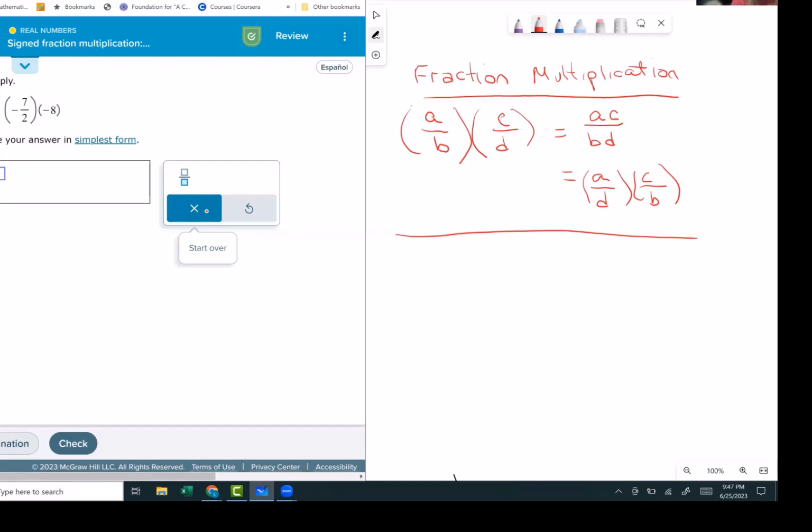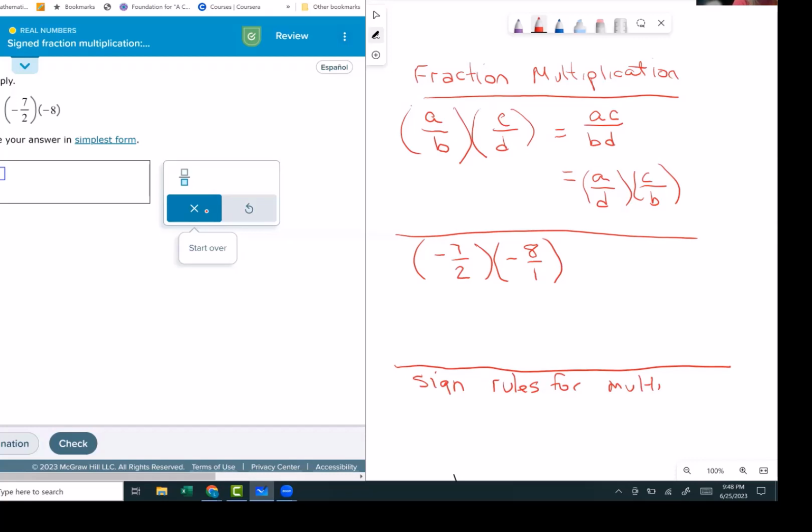If I have negative 7 halves times negative 8, you can think of it as negative 8 over 1 because it helps put things in position. You don't have to do that, but that's one way to do it. First thing we want to do is know the sign rules for multiplication.